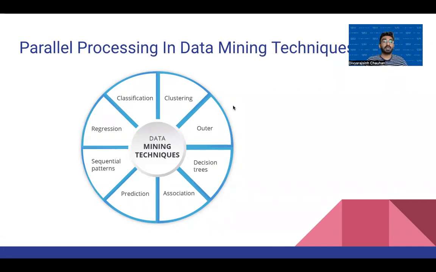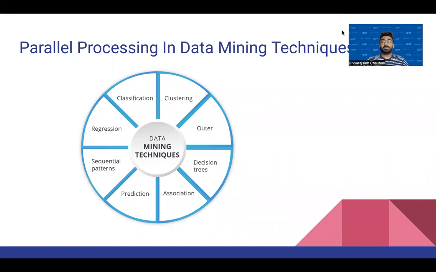Then we have association rule mining. Association rule mining involves identifying patterns in data where certain events or items are associated with each other. So it is used in recommendation systems. Then we have neural networks and decision trees. Decision trees are a type of machine learning model that involves creating a tree-like structure to model the relationship between variables in a data set. They are commonly used in predictive analysis and risk analysis.